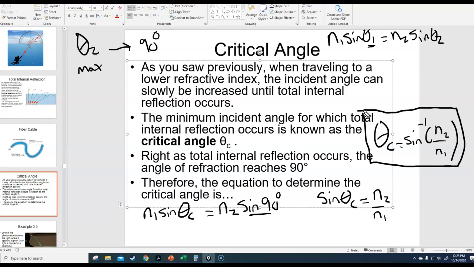Keeping in mind, number one, that this equation is not given to you. You would be expected to know where it comes from and be able to reproduce it on your own. If you understand the concepts involved, it's not hard to figure out. Also keep in mind that this equation only gives you a valid answer as long as n2 is less than n1. The domain for inverse sine only goes up to 1, and if you plug in a number greater than 1, your calculator is going to blow up. That's because you can only get total internal reflection going from a higher to a lower refractive index. So pause there, and make sure you add that to your notes.